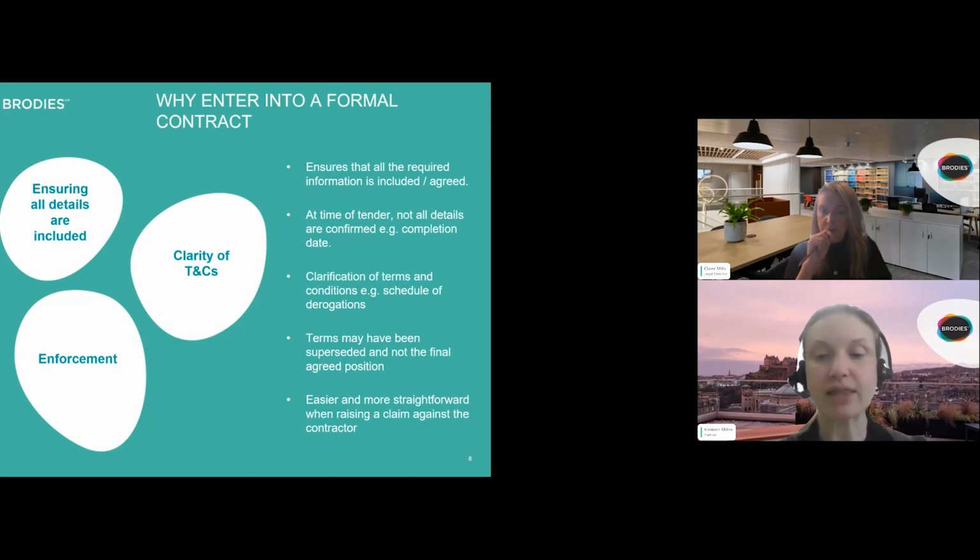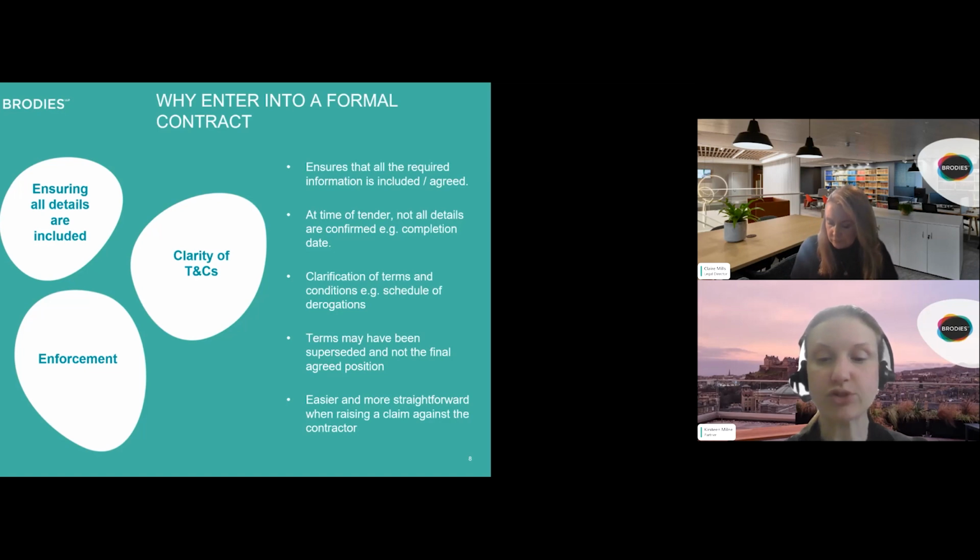It's then become apparent that some details, such as the completion date, weren't agreed upon or finalised. The completion of an SBCC form or similar is therefore a good double-checking device that all of the required points are agreed. It's a similar point in relation to the clarification of terms and conditions, and that especially relates to matters such as schedules of derogations.